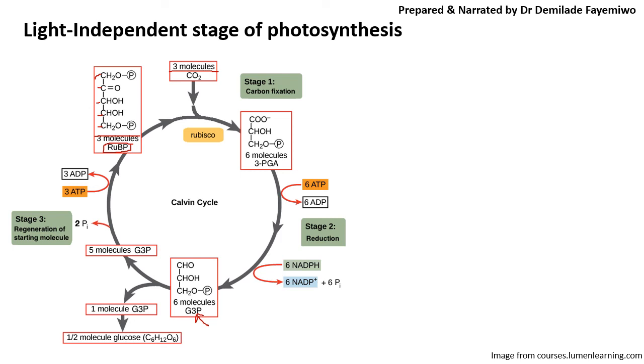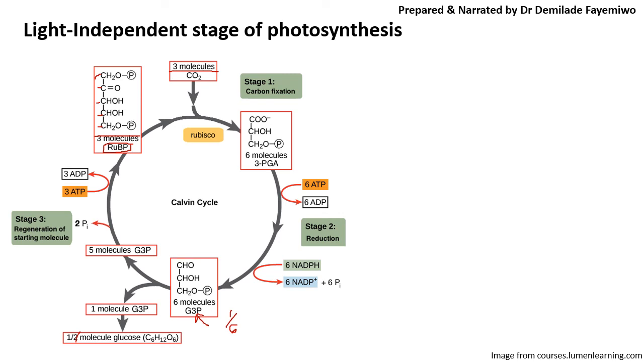1/6 of the glycerate 3-phosphate molecule is converted to half a molecule of glucose, or is converted to glucose. You don't have to worry about the number of molecules yet again. It's converted to glucose, while the remaining 5/6 would be taken through a series of reactions in order to remake RuBP. So if you think about it, just pay attention here.